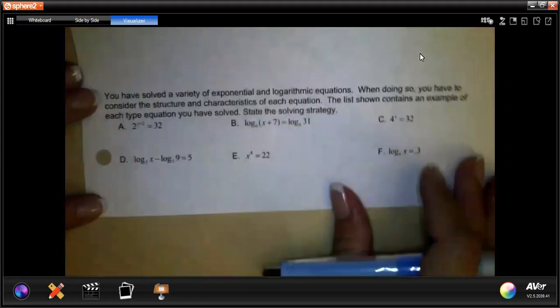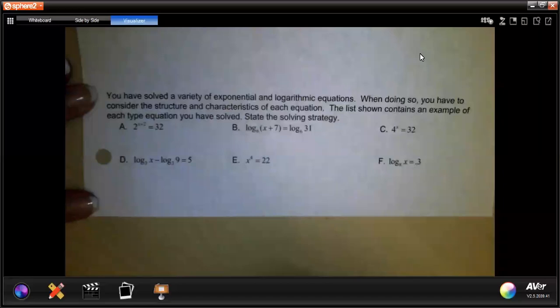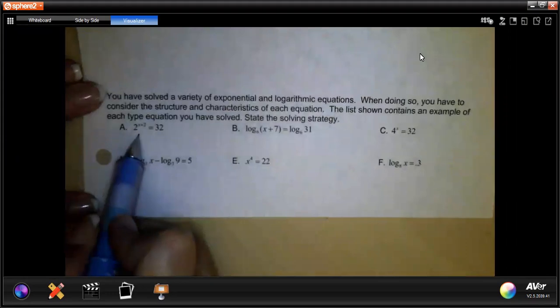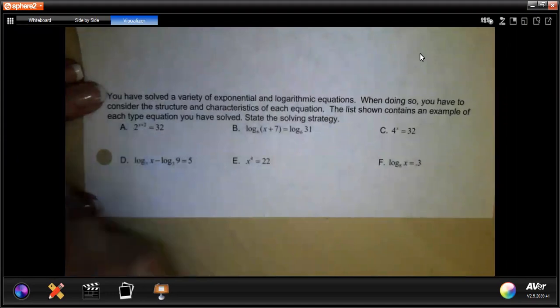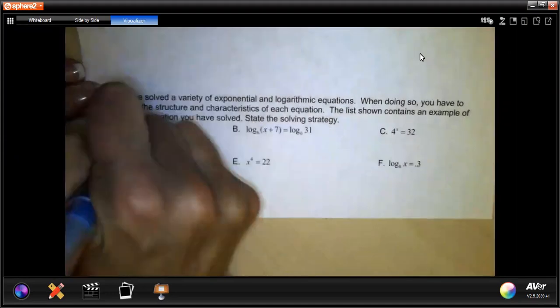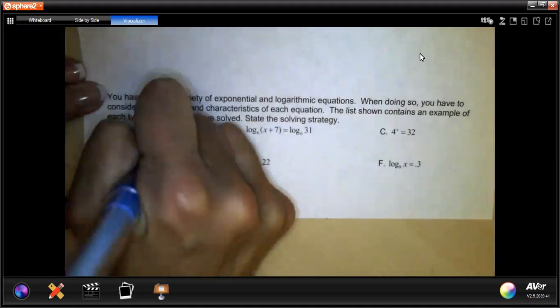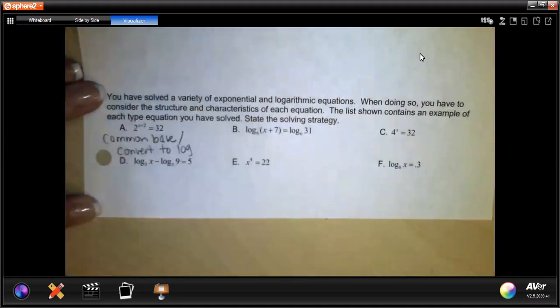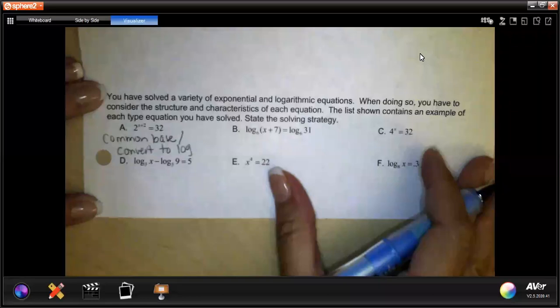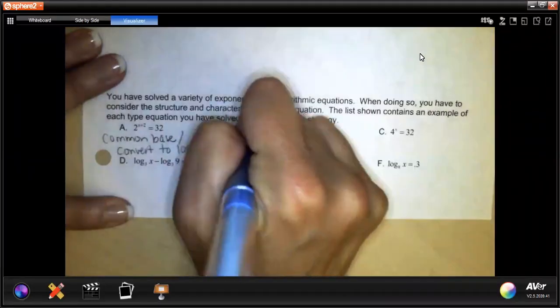All right, we're going to talk about looking at these equations and knowing what to do, because at this point, we've solved a lot of different equations. If I got an equation like this, it is an exponential. I've got two different options in this case because 2 and 32 can have the same base. So I can do common base, or I can convert to a log in order to solve that equation. For the second one, if I have one log on each side of the equation, I can set the arguments equal to each other.